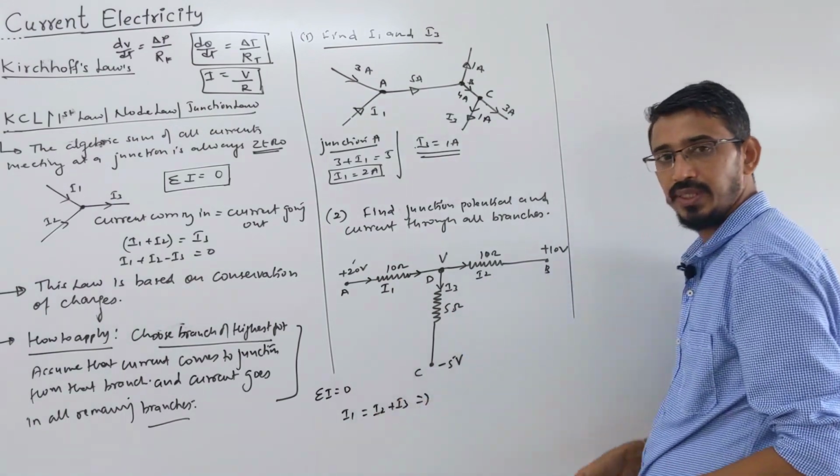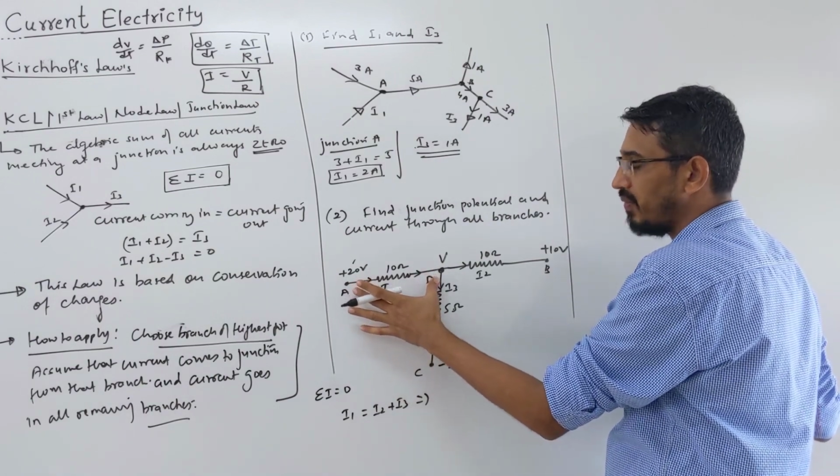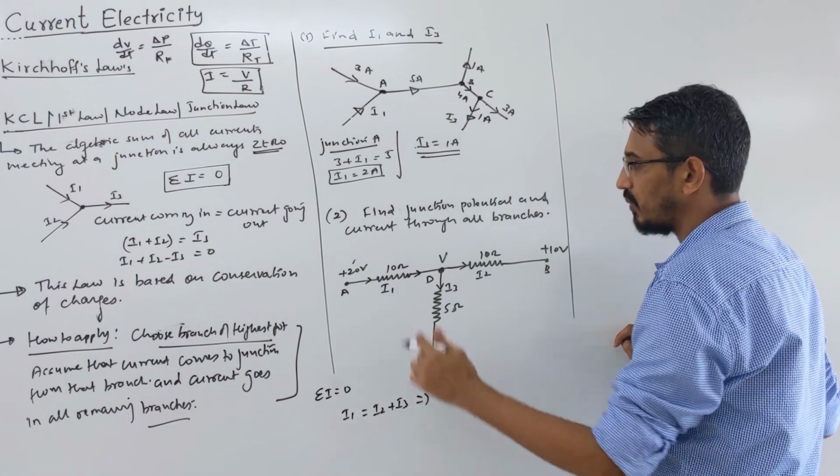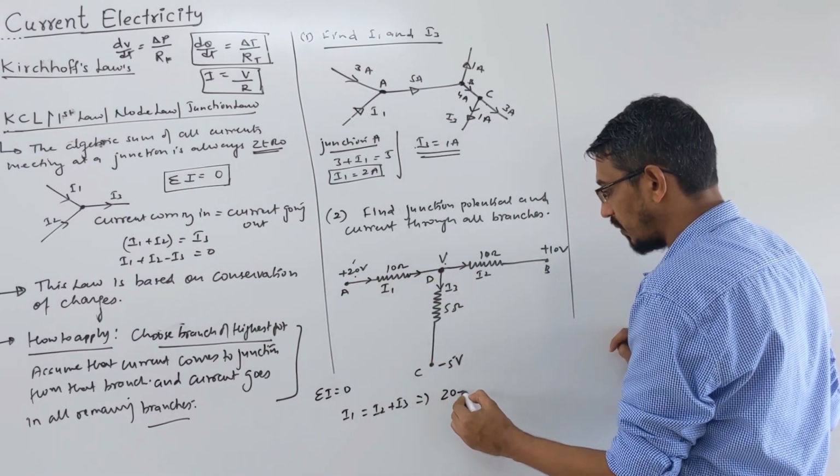Now what are these values? Let's put in the values. How will we put the value? What is the current I1? What is the current in this branch? Potential difference across this branch divided by resistance. What is the potential difference? 20 volt, and this voltage is unknown. So 20 minus the potential is what?